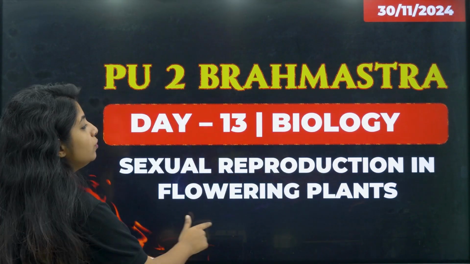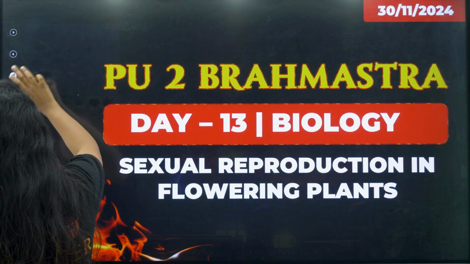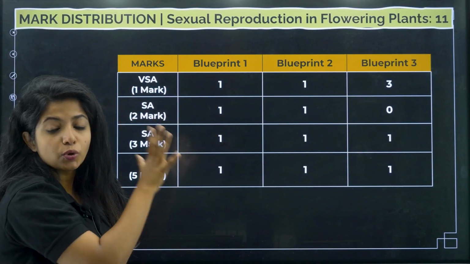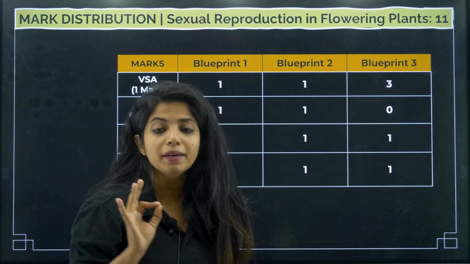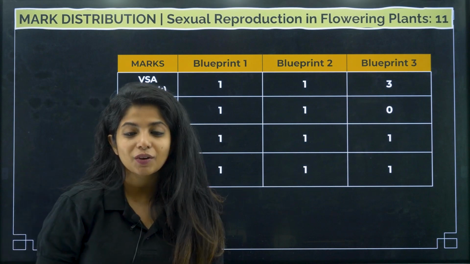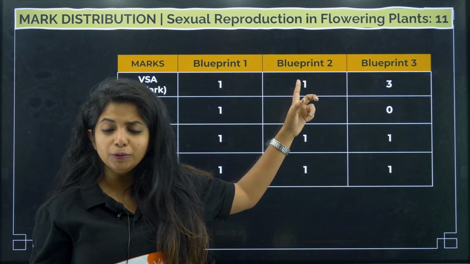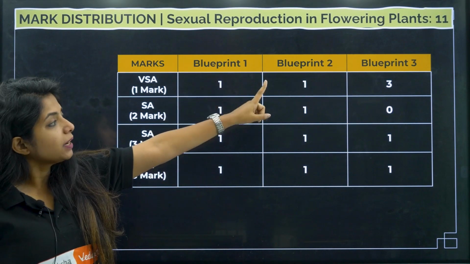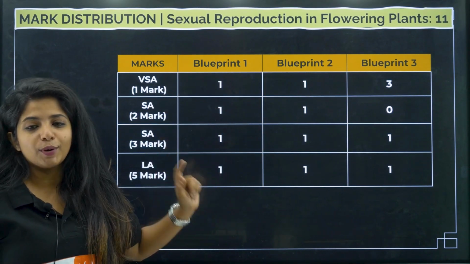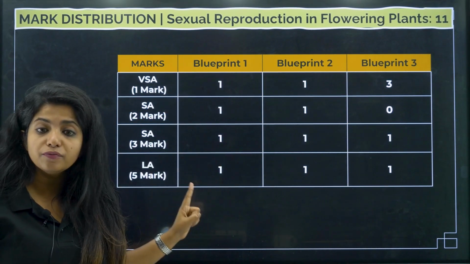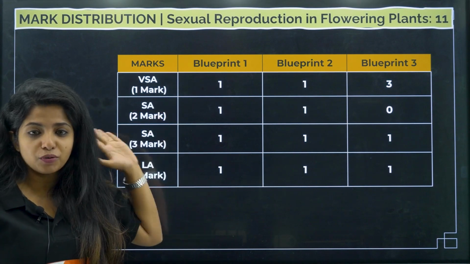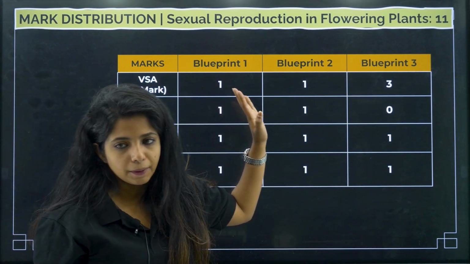And I guarantee you that you will be getting how many marks? After being with me, 11 marks, total 11 marks for this particular chapter, you would be getting it. So there are 3 blueprints given by the government. According to blueprint 1 and 2, you would be getting one 1-marker question, one 2-marker question, one 3-marker question and one 5-marker question. So all the types of questions would be there in the question paper from this particular chapter.